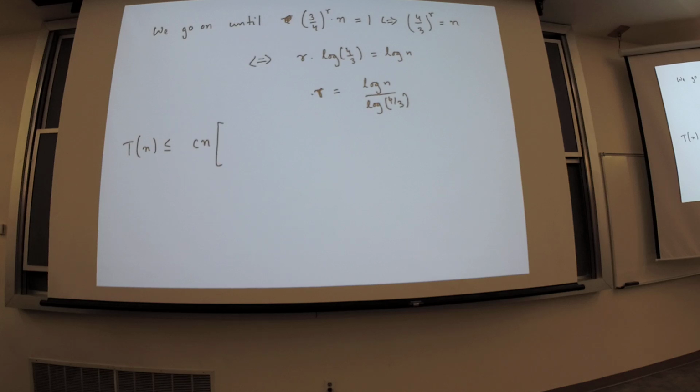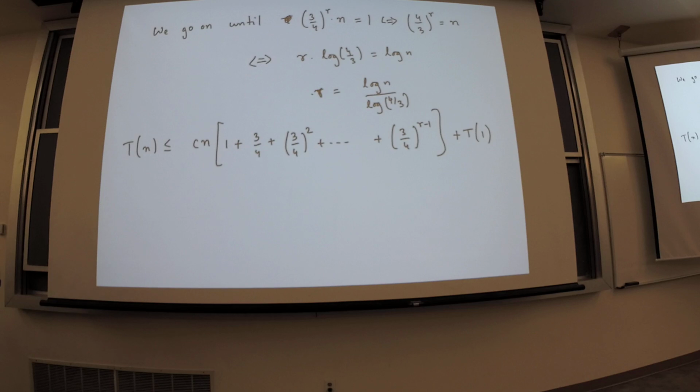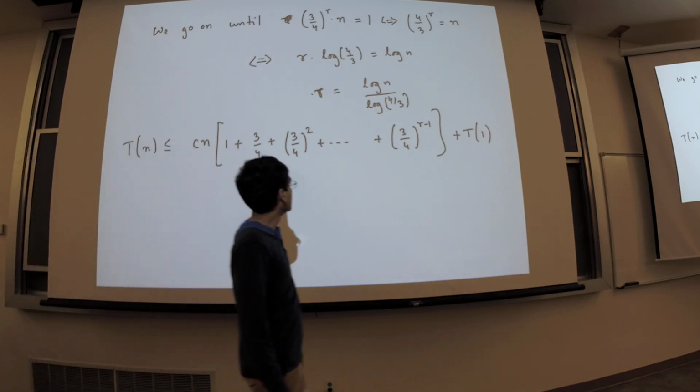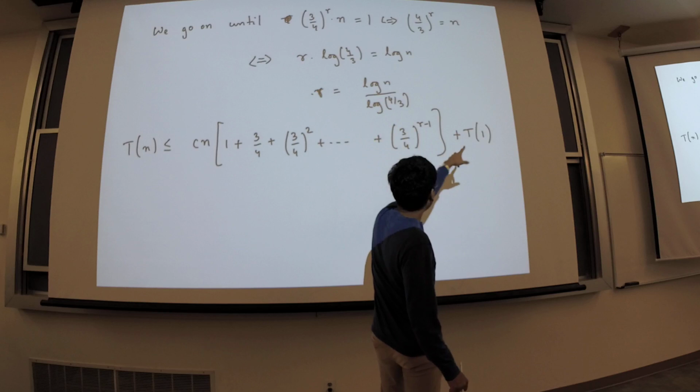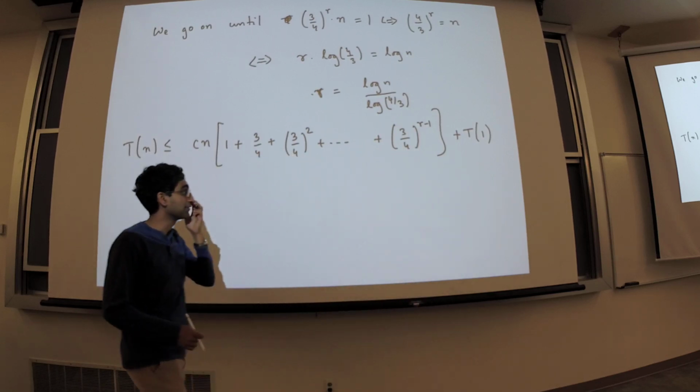Let me write this in a slightly different way: 1 plus... So if I made r so that this thing was equal to 1, then this equation is exactly the same as this. So you've got r equal to this quantity, and you have P of 1. Now what kind of series is this? Can you give a simple bound on this?